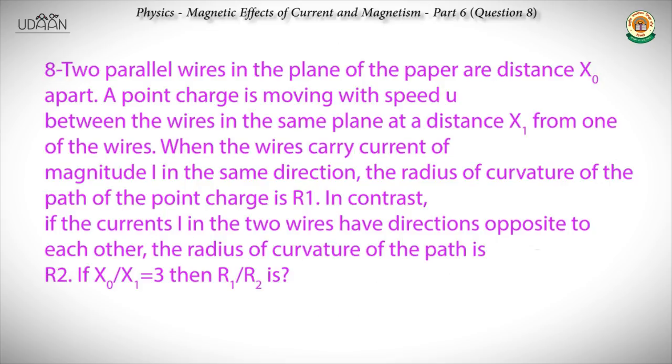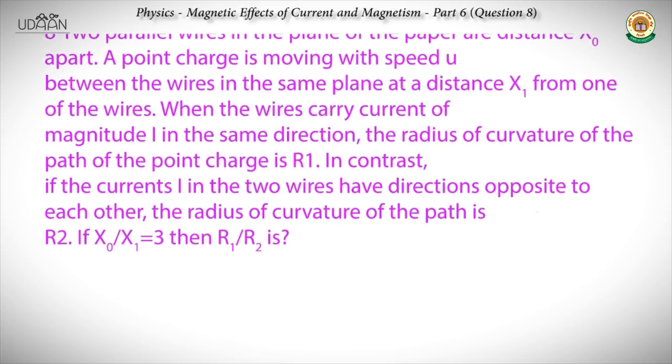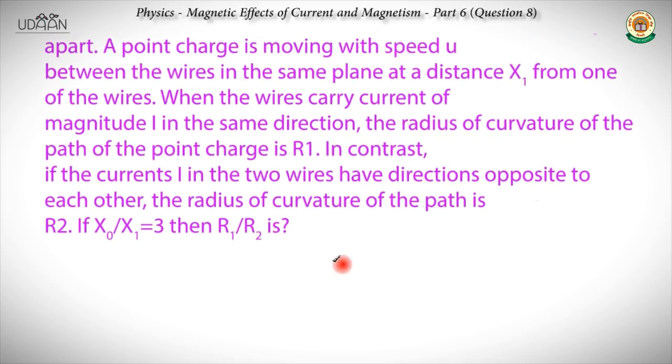So the question basically asks that there are 2 parallel wires that are put in the plane of the paper, which are separated by a distance x0, and the point charge is moving at the speed u between the wires at a distance of x1 from one of the wires. So we have 2 cases here. When the wires carry current of magnitude I in the same direction, we have the radius of curvature of the point charge, which is r1. On the other hand, in the second case, if the current is I in opposite directions, the radius of curvature of the path is r2. So we are given the ratio of x0 by x1, which is 3, and we have to find out r1 by r2. So can you please tell us how do we go about solving this question?